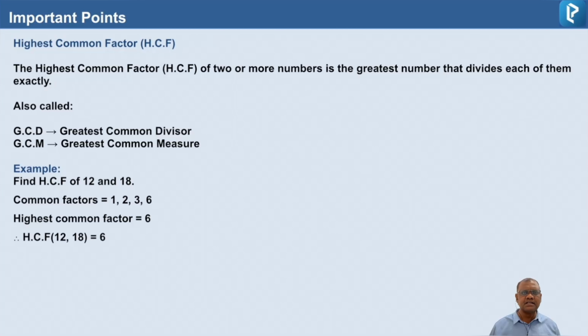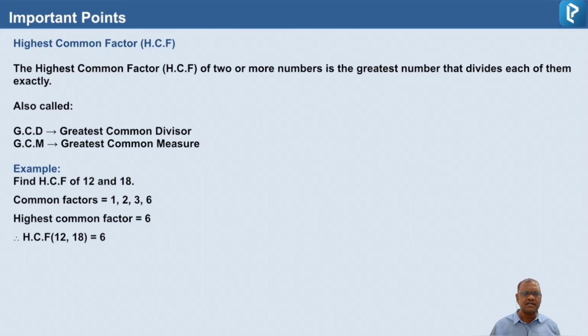Next, highest common factor. In the common factors, whatever is highest, that is the highest common factor, and its abbreviation is HCF. So the highest common factor of two or more numbers is the greatest number that divides each of them exactly. So that is the definition. And it is also called GCD, greatest common divisor, or GCM, greatest common measure.